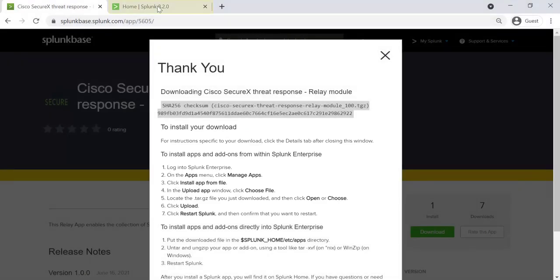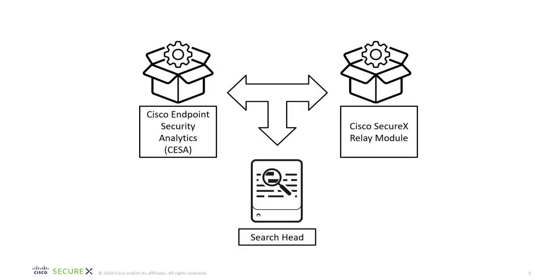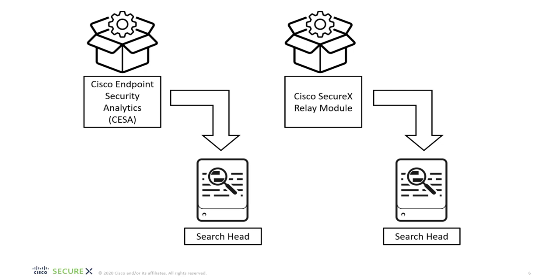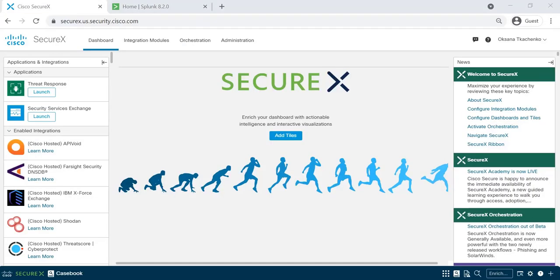Now let's move to Splunk Enterprise and make sure Splunk CISA and Cisco SecureX Threat Response Relay module are not installed on the same search head, as there is an incompatibility between them. And now, open the Cisco SecureX and Splunk Enterprise pages.